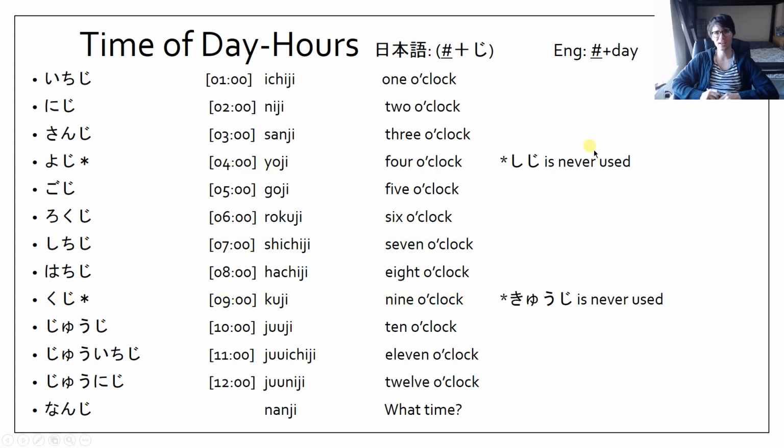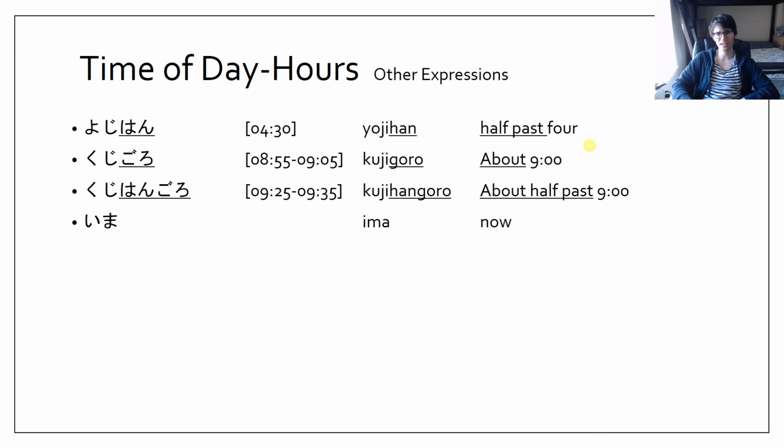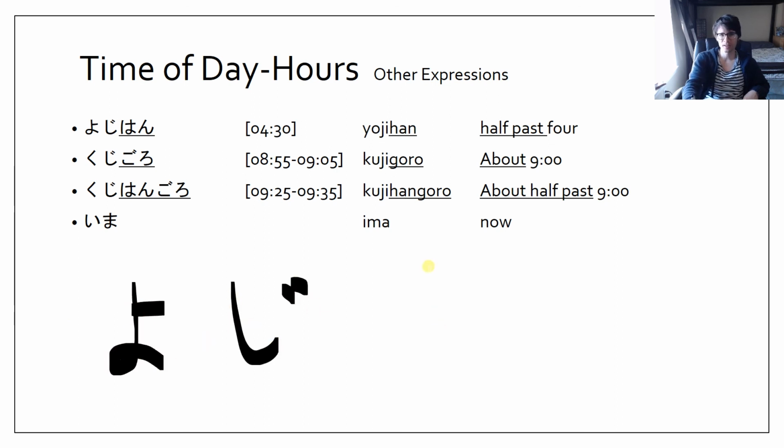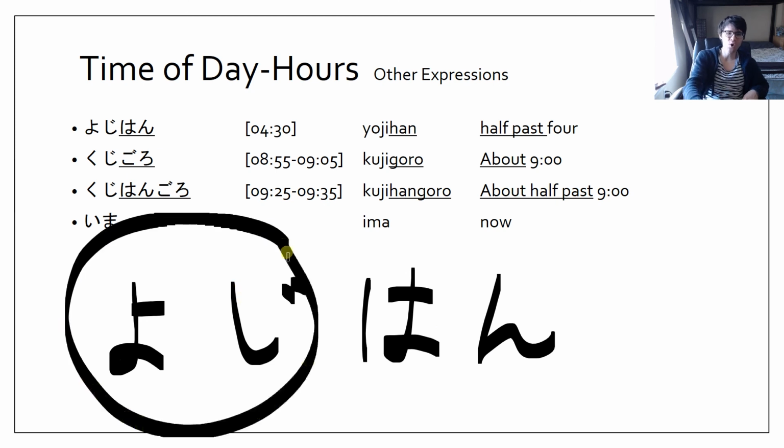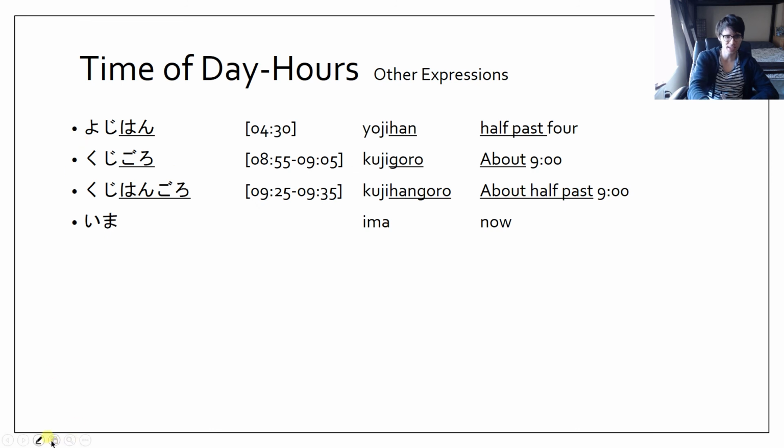Alright, cool. So that's the hours of the day. Now, next thing that we want to check out are some other expressions. You could say half past the hour by adding han after ji. So let's say we had 4 o'clock. 4 o'clock, if I remember correctly, was yoji. Now we can just add han after that, which literally means half, to say half past 4 o'clock. So 4時半. Let's say that together. 4時半.